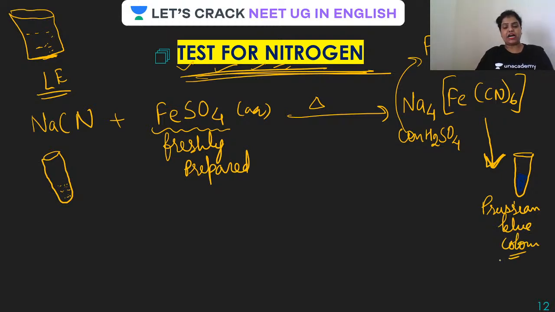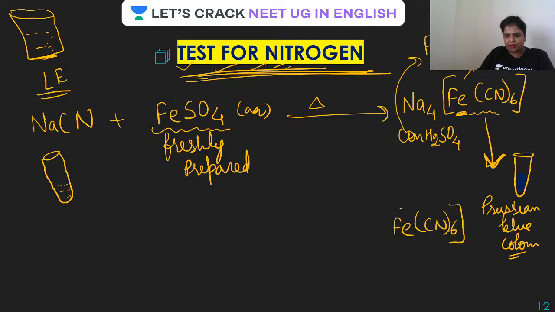Many times it has been asked: what is the composition of Prussian blue color? Remember how to work it out. This iron is in Fe2+, the +2 oxidation state. So what happens? The complex Fe(CN)6 remains there.